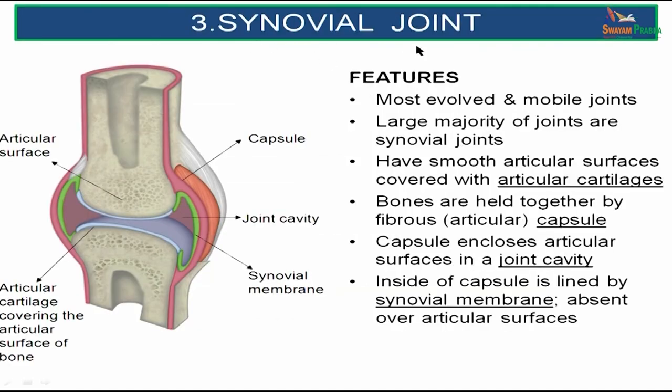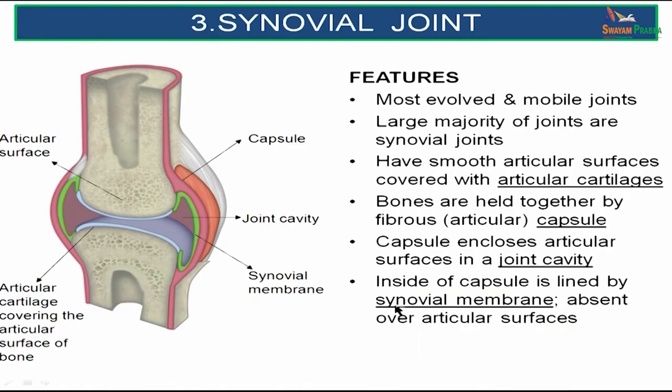Now we come to the synovial joint. The synovial joint is the most evolved joint and the most mobile joint. Most of the joints in our body are synovial joints. They have the bones, as you can see, and the bones are covered by articular cartilage. The bones are joined together by a thick fibrous tissue which is called the capsule. So within the capsule and between the bones is a space, and that space is called the joint cavity. So synovial joints have a joint cavity.